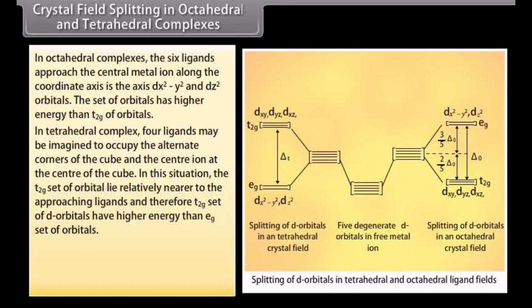In tetrahedral complexes, 4 ligands may be imagined to occupy the alternate corners of a cube, with the central metal ion at the center of the cube. In this situation, the t2g set of orbitals lies relatively nearer to the approaching ligands, and therefore the t2g set of d orbitals has higher energy than the eg set of orbitals. The relationship between delta T and delta O is given by delta T equals 4 by 9 delta O.